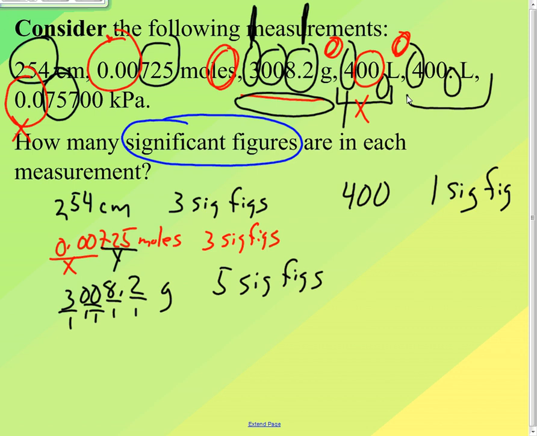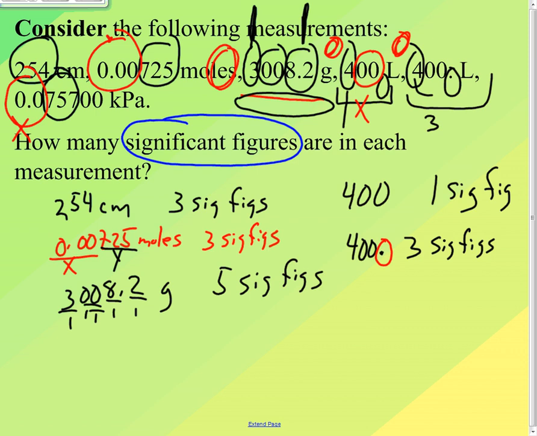I have 2 zeros to the right of my last non-zero, meaning I have 3 sigs. So in 400 point, I have 3 sig figs. Now think about this for a second. What is the message I'm trying to send?